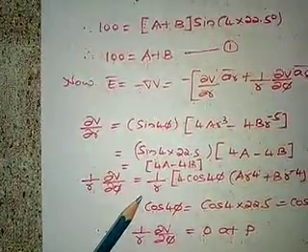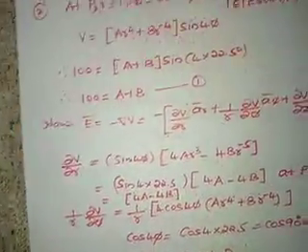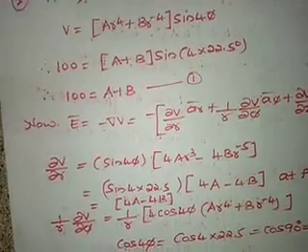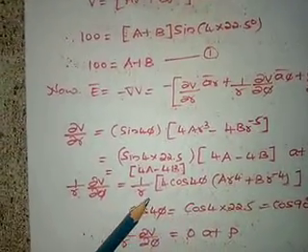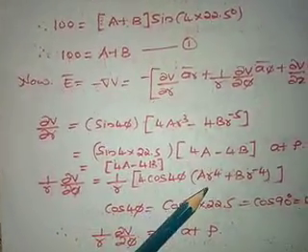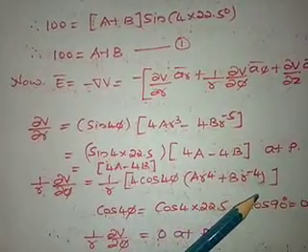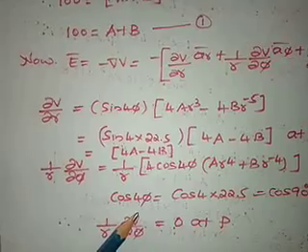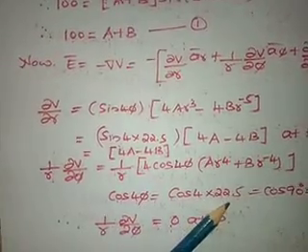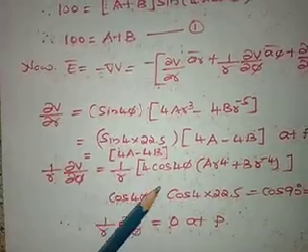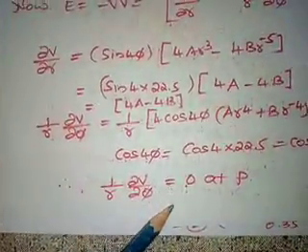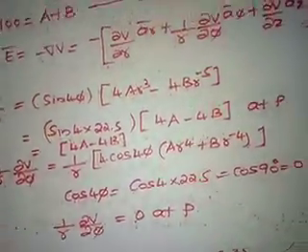So for 1 by R dou V by dou phi, we already got dou V by dou phi when we were proving that del square V equal to 0, just substitute that. So 1 upon R into 4 cos 4 phi into AR raised to 4 plus BR raised to minus 4. So cos of 4 into 22.5, cos 90, cos 90 is 0, so this entire term will become 0. So the term 1 upon R dou V by dou phi is equal to 0 at P.